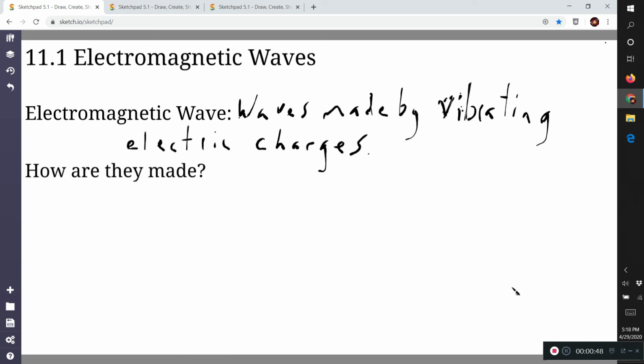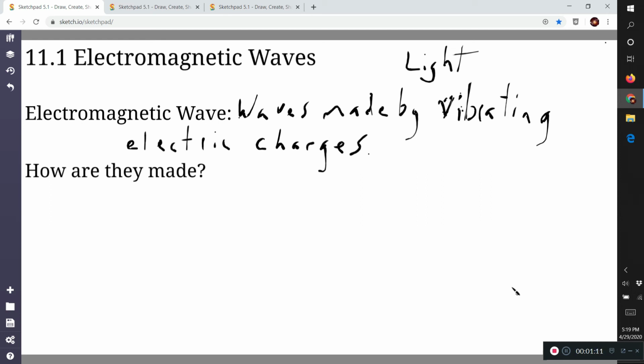Now, just to give you guys an idea of what we're talking about when we talk about electromagnetic waves, the one that you guys are going to be most familiar with is light. So I'm going to talk about light in terms of electromagnetic waves a lot, but it's only one type of electromagnetic wave. It's only one part of what we call the electromagnetic spectrum, which we'll get into more in section 11.2. So how are electromagnetic waves made?